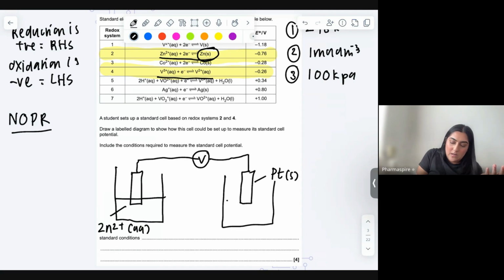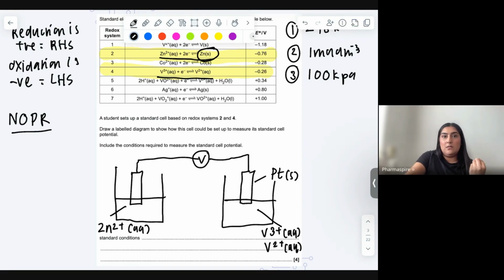In a little beaker. Now you need to put both your aqueous products in. So you have V3+ aqueous and V2+ aqueous. That is done. The only thing is, what am I missing? That is supposed to connect it all. Salt bridge, fantastic. So your salt bridge is there. Now they like to ask you the definition of a salt bridge, which is that it basically allows the movement of ions.